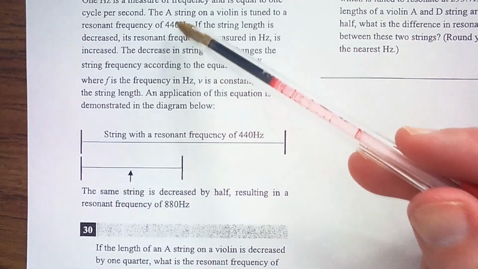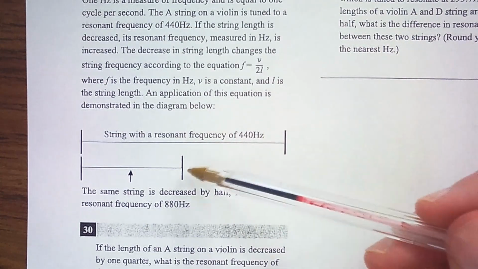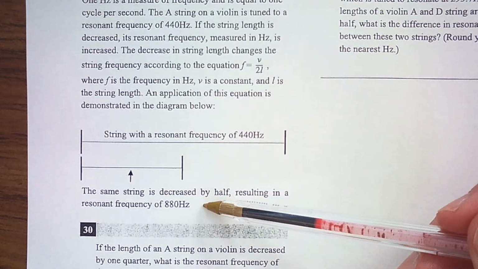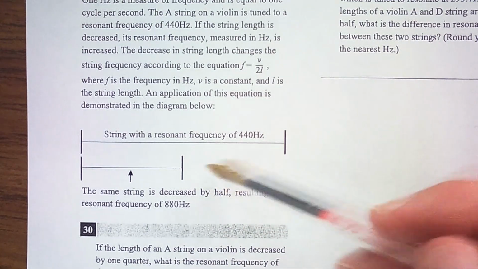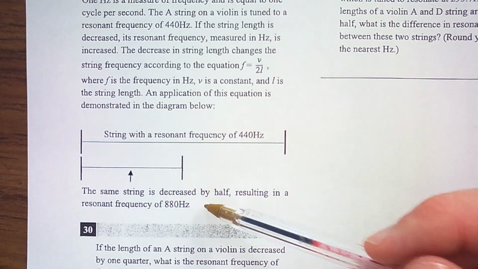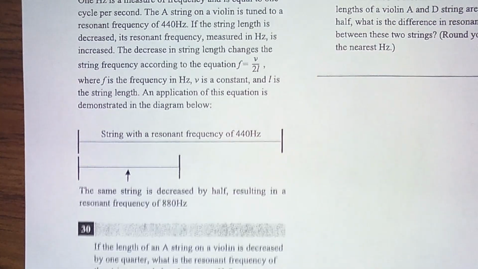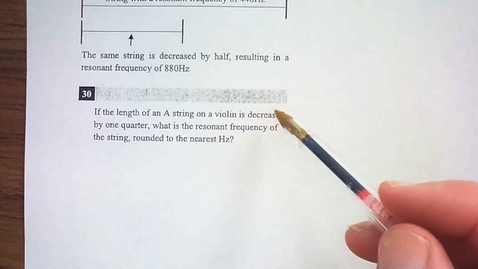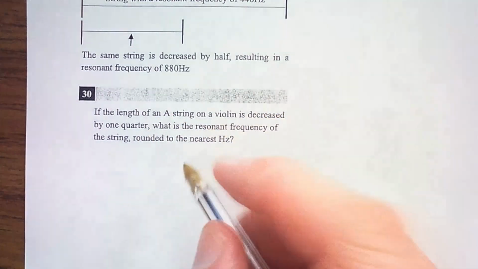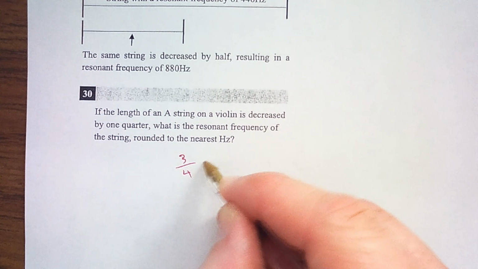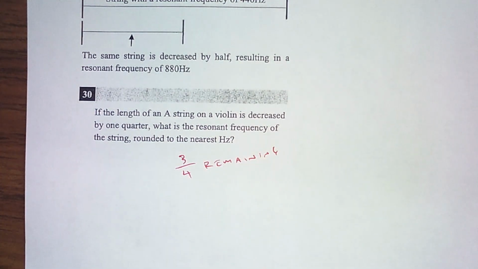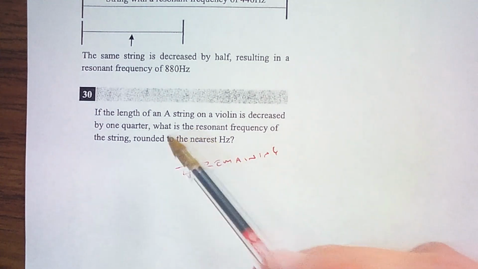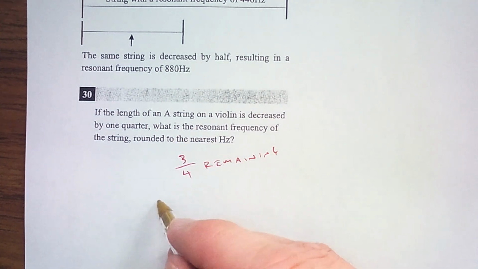So a string that is 440 hertz, which is exactly what we've got here, this A string. If I cut it in half, I now have 880 hertz. That means I actually multiplied by the reciprocal. When I cut the string in half, I multiplied by 2 over 1 to get 880 hertz. If the length of an A string on a violin is decreased by 1/4, which means there's 3/4 remaining of the string, what is the frequency rounded to the nearest hertz?